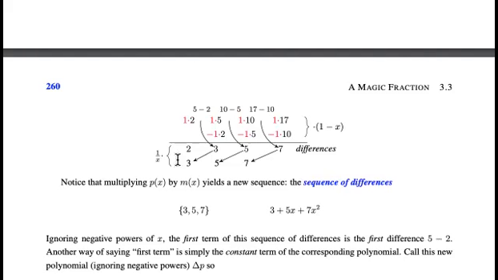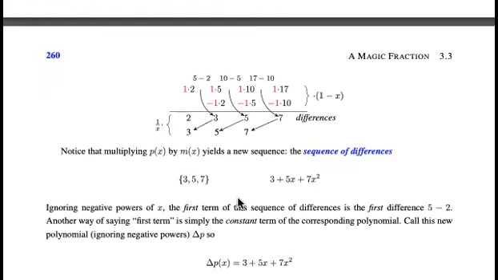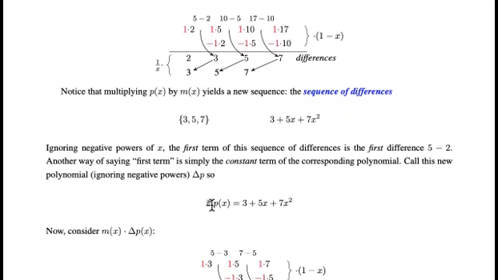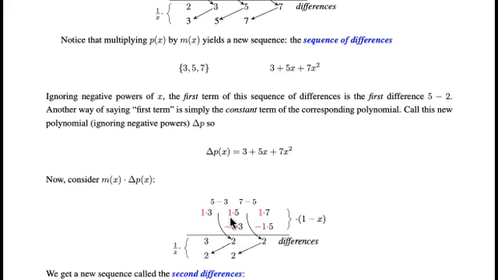Essentially, when we multiply by 1 over x, that shifts all our powers down, so that 3 is right at the first position, and 5 is next, and so forth. Then we're ignoring the 2. So we get a sequence of differences by multiplying by 1 minus x and then dividing by x. We can label the polynomial that corresponds to that sequence of differences as delta p, or change of p, if we like.